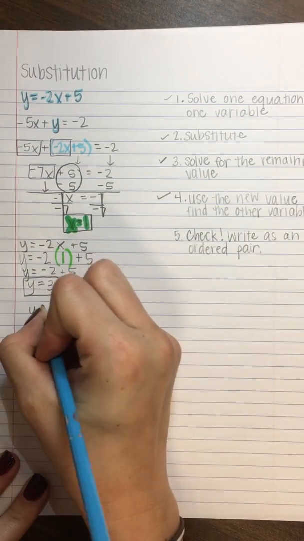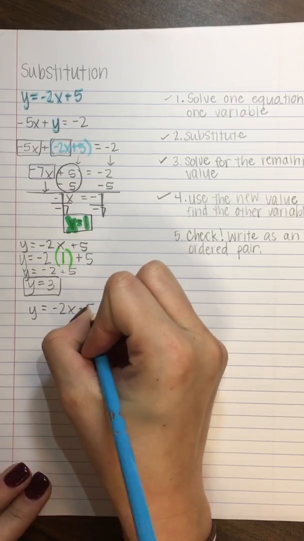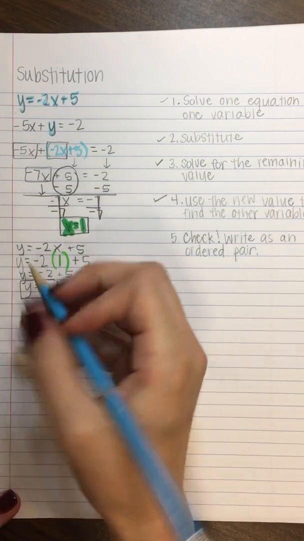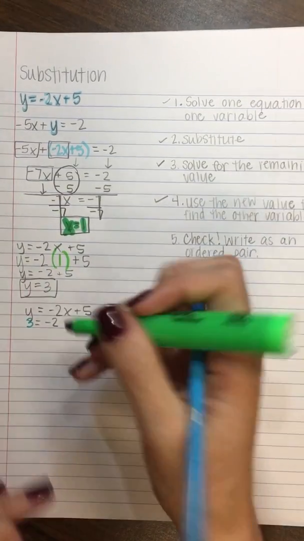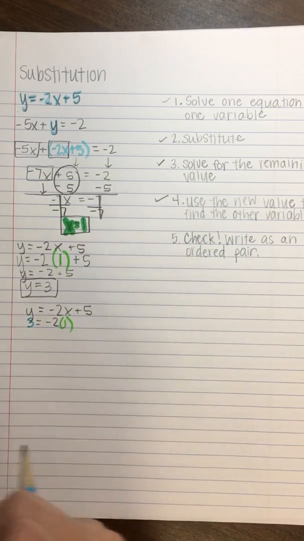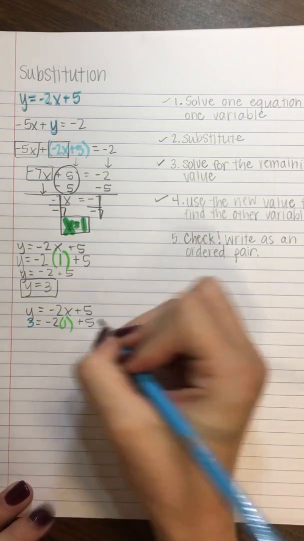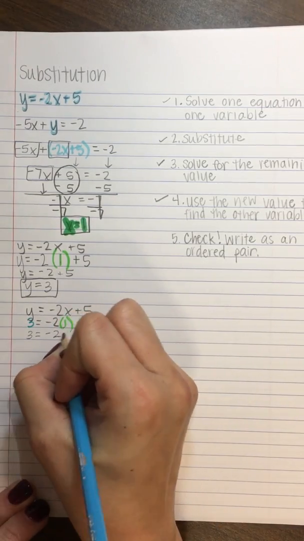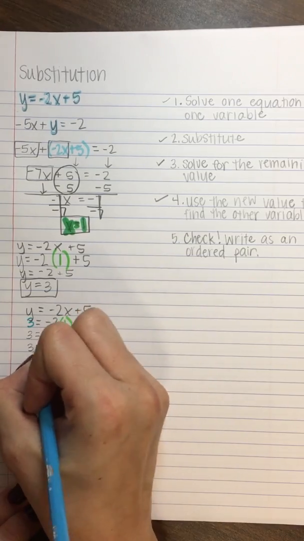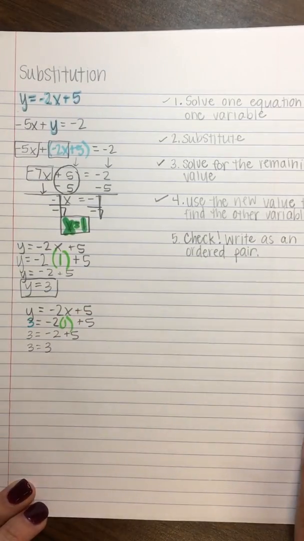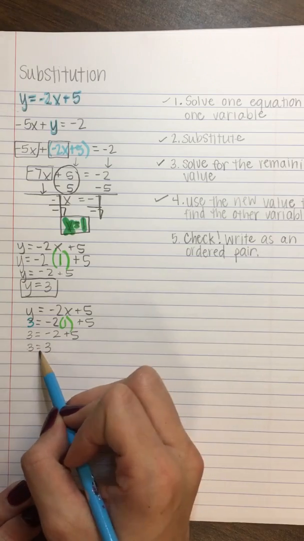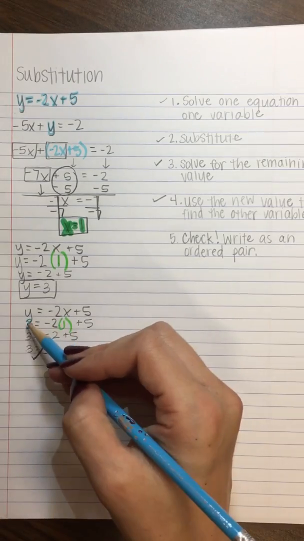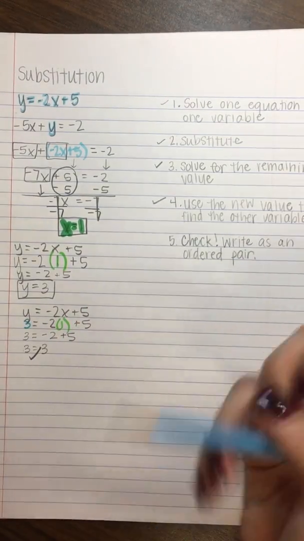So I have y equals negative 2x plus 5. We just said that y is equal to 3. And that's equal to negative 2 times 1 plus 5. So then I just solve. 3 should be equal to negative 2 plus 5. Negative 2 plus 5 is 3. So you have to ask yourself the question, is 3 equal to 3? And that is true. So that means that 3 is the solution to this equation. Now I just need to check the other one.